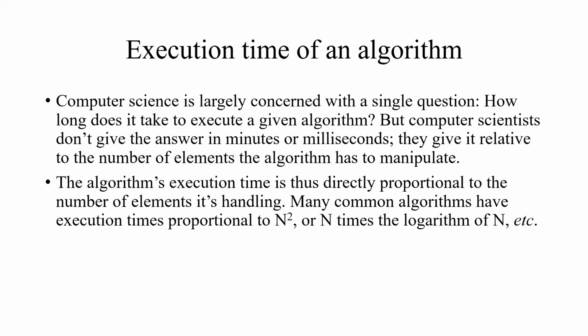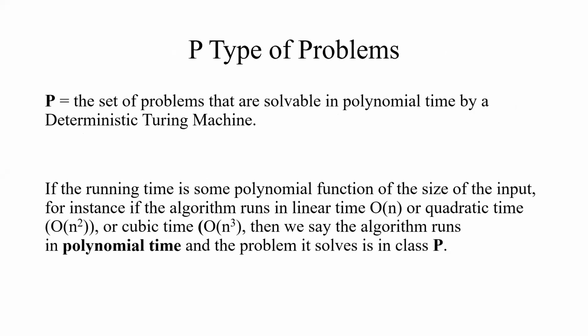Fine. Now, what are P type of problems? All the problems which can be solved in polynomial time by a deterministic Turing machine are called P type of problems. If the running time is some polynomial function of the size of input, that is n, for instance, if the algorithm runs in linear time order of n, or quadratic time order of n square, or cubic time order of n cube, then we say the algorithm runs in polynomial time and the problem is solved in class P.